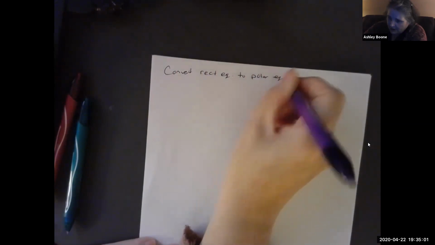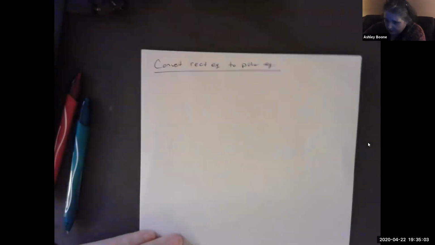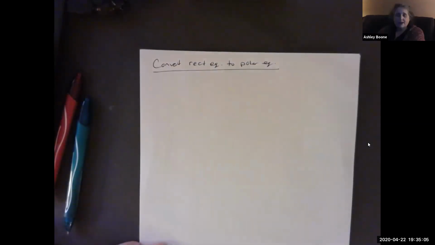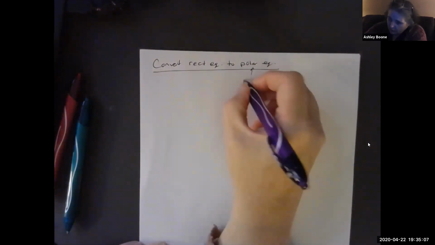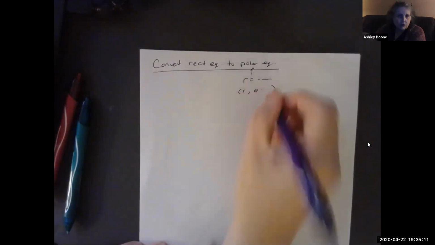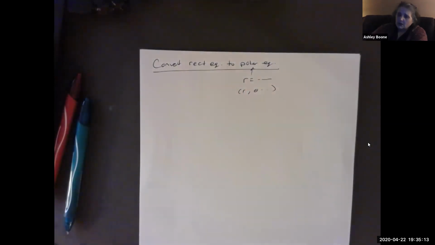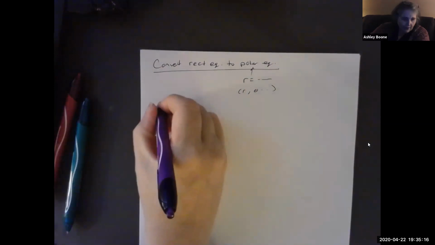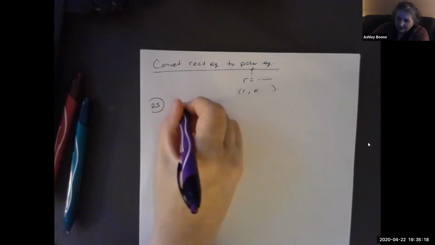So I want to convert a rectangular equation to a polar equation. Okay. So I'm given x's and y's, and I want this in the form r equals, where I only have r and theta involved in it. Okay. So number 25, we have x is equal to y.